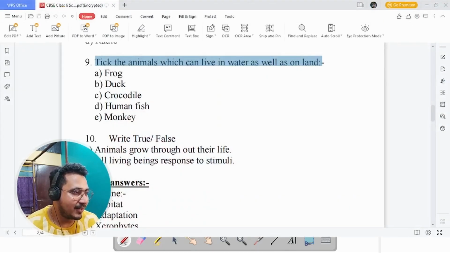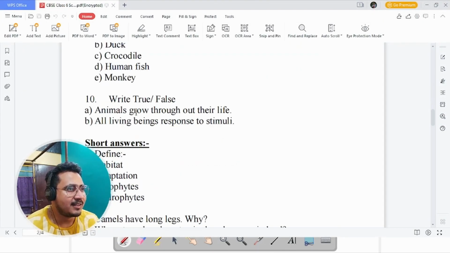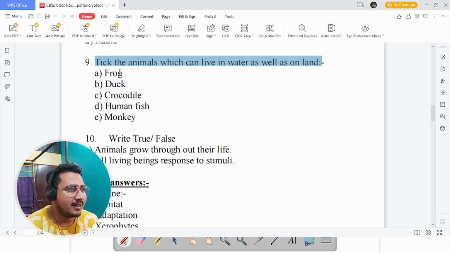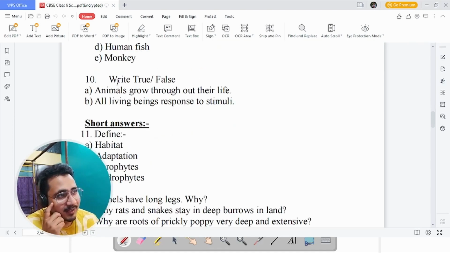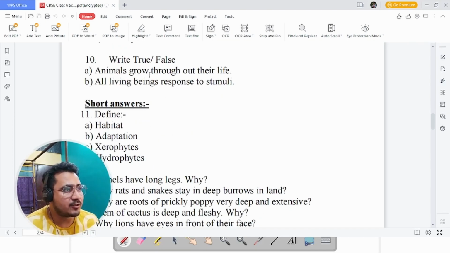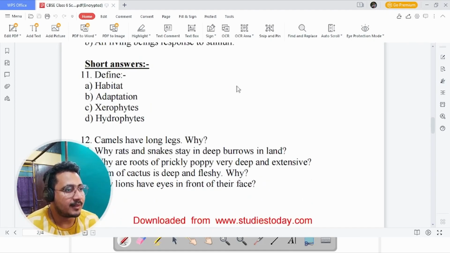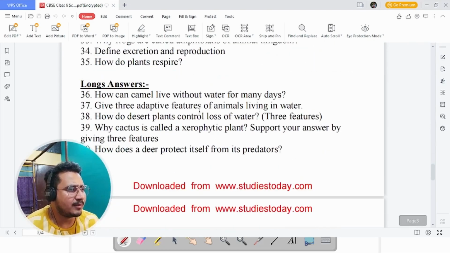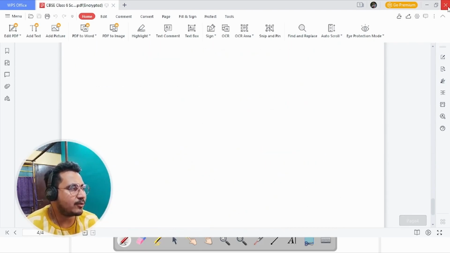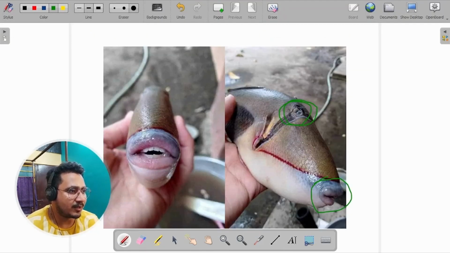Okay. So let's look at the next question. True, false. Animals grow throughout their life. It is true, right? And all living beings respond to stimuli. That is also true. Okay. And that definition thing, I will give you the questions. You will solve that as homework, right?